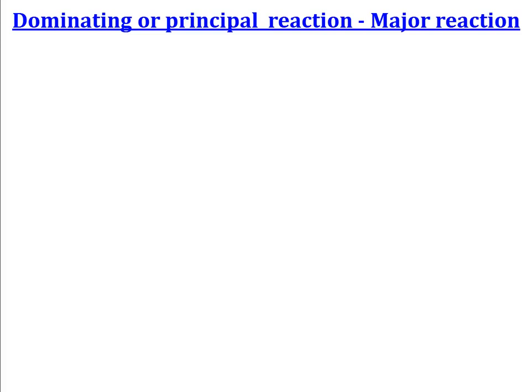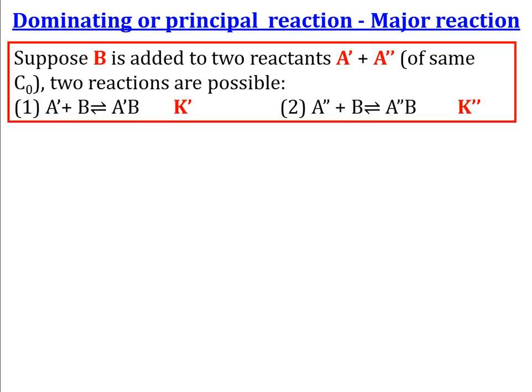The sequence of several possible reactions in the same reaction system. Suppose, for example, a substance B is added to a beaker containing A' and A'' of the same initial concentration. So we have two possible reactions. B reacts with A' or B reacts with A''. According to reaction 1, A' plus B gives A'B.